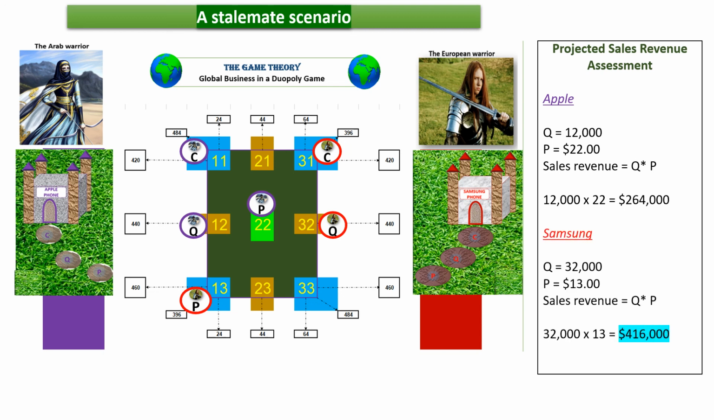We'll do the same computation for Samsung. The piece with the Q reads 32, that means 32,000. And the piece with P reads 13, which is a $13 unit price. And the product of those two values gives us 416,000. So by comparison, it happens that Samsung has a higher projected sales revenue than Apple. So in a case of stalemate, Samsung will be considered the winner.